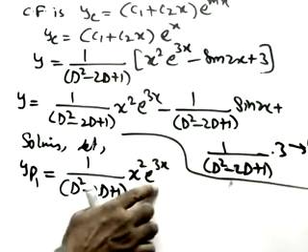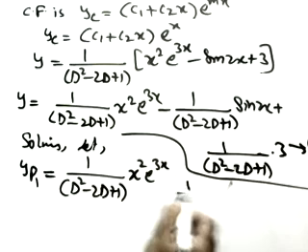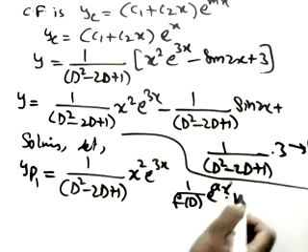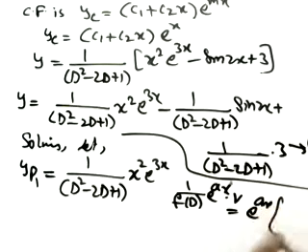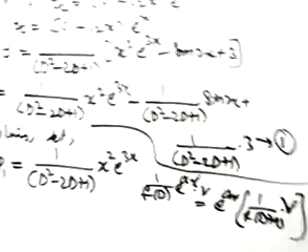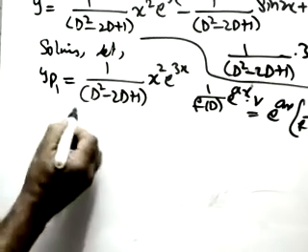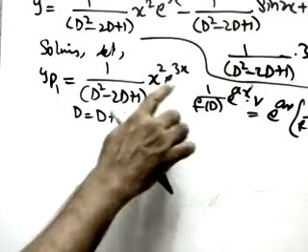Let us use the method for some function with e, here x squared with e. What is the formula we have done? 1 by f of D into e power ax into v. When this e power ax comes outside, in place of D we must write D plus a. So let me take e outside. We have to change D to D plus a.